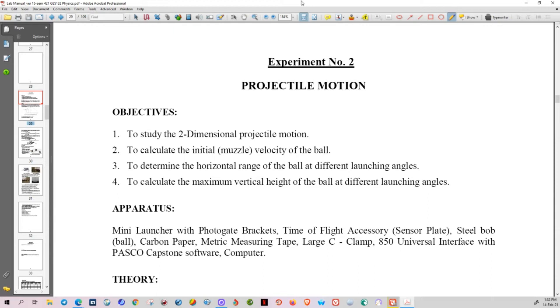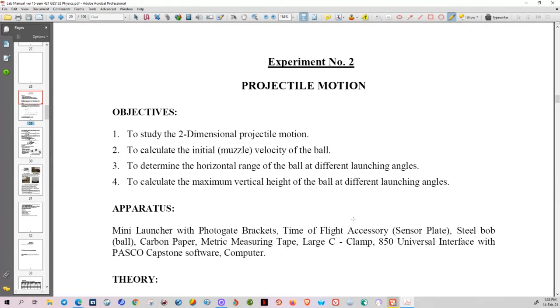So what are the other objectives aside from studying projectile motion? We will calculate the initial velocity of the ball, okay? That would be in table 1. What else? We will determine, which is the same as calculate, what we call the horizontal range when we launch our projectile at different angles. And finally, we will calculate or find the maximum vertical height of a ball or a projectile also when we launch at different launching angles. So we're actually going to do all 4 of these objectives, okay?